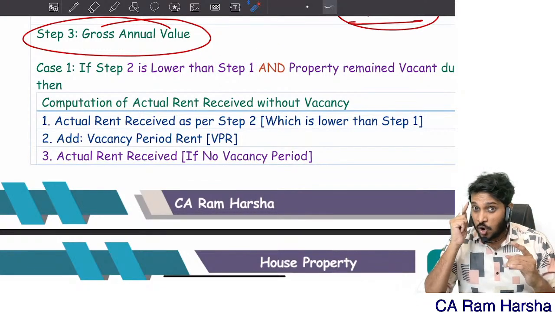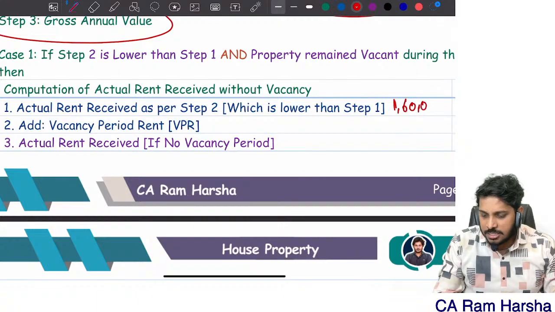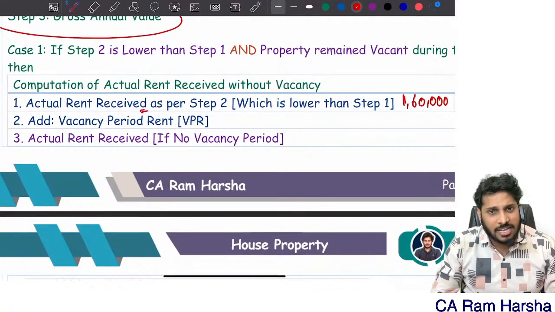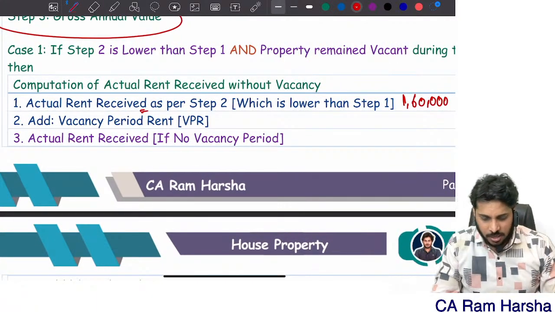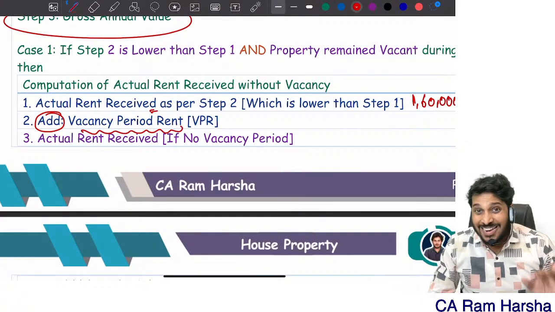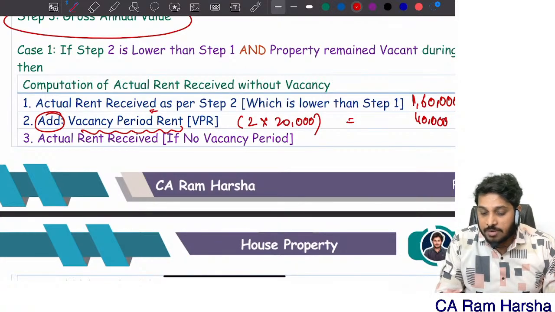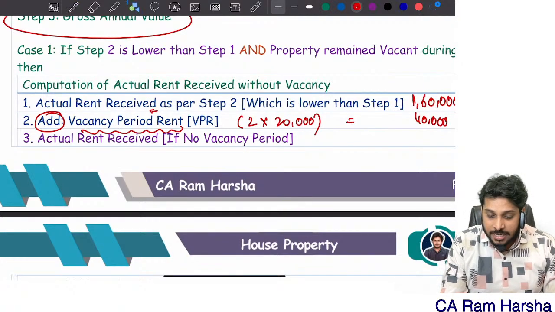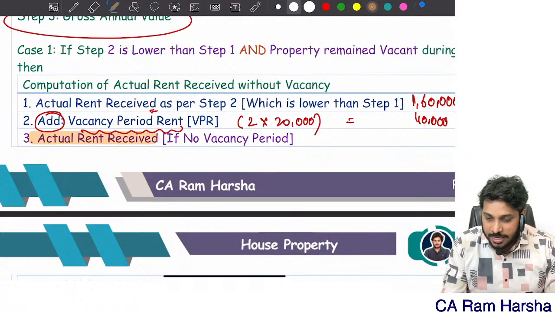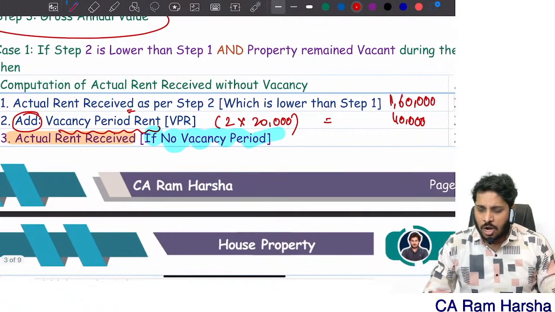So here there is one logic. What is actual rent as per our answer? 1 lakh 60,000. Yes or no? Vacancy: add vacancy period rent. What is the vacancy period? 2 months is vacant, 20,000 I did not receive. If at all I am receiving, I will check. What is the actual rent received if no vacancy is there? Suppose the property is not vacant, how much?